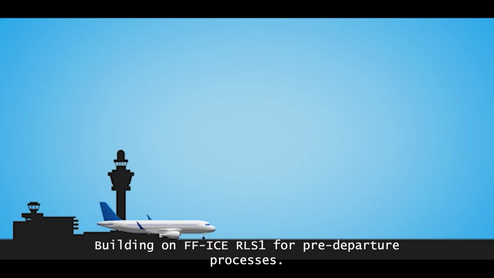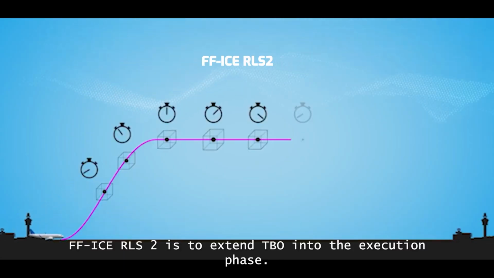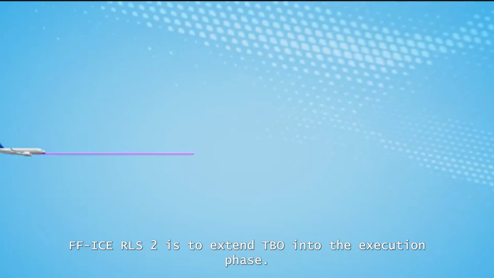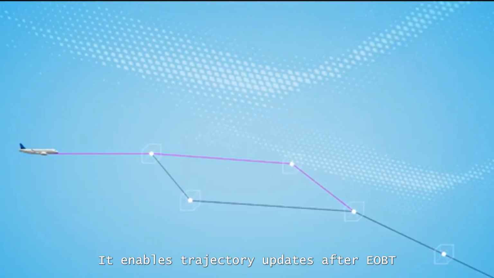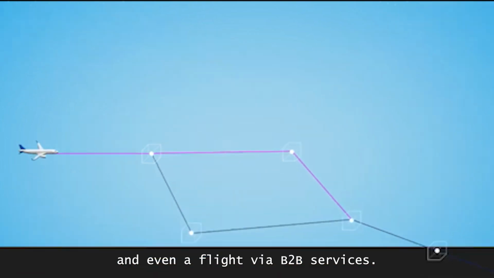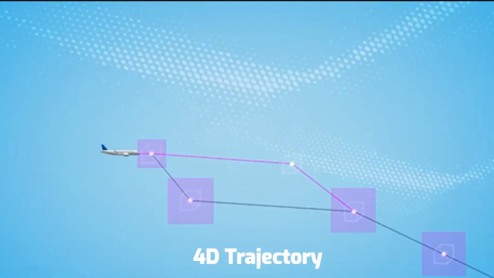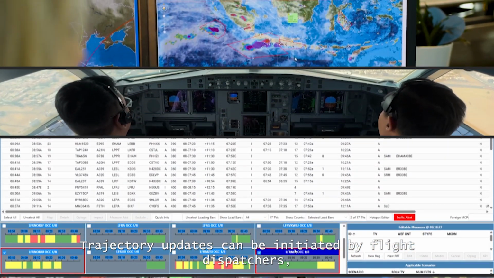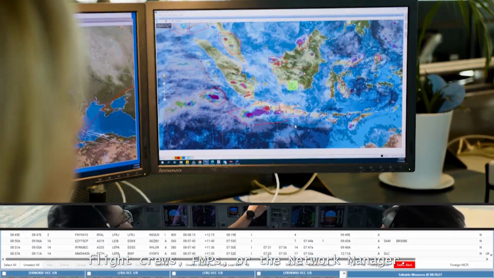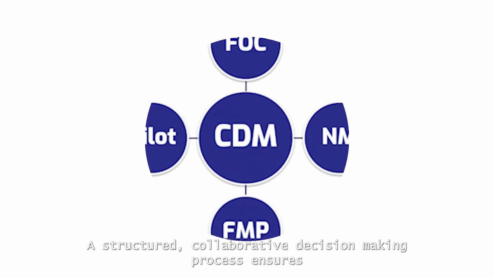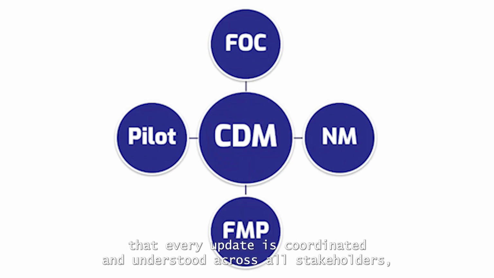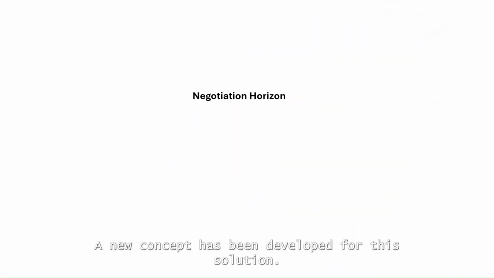Building on FF-ICE Release 1 for pre-departure processes, FF-ICE Release 2 extends TBO into the execution phase. It enables trajectory updates after EOBT and even in flight via B2B services, ensuring all actors share the most accurate 4D trajectory. Trajectory updates can be initiated by flight dispatchers, flight crews, FMPs, or the network manager. A structured, collaborative decision-making process ensures that every update is coordinated and understood across all stakeholders, keeping the entire network aligned.